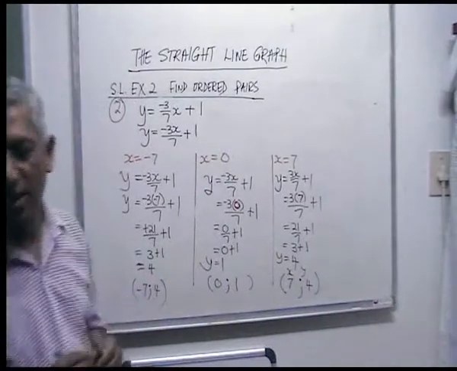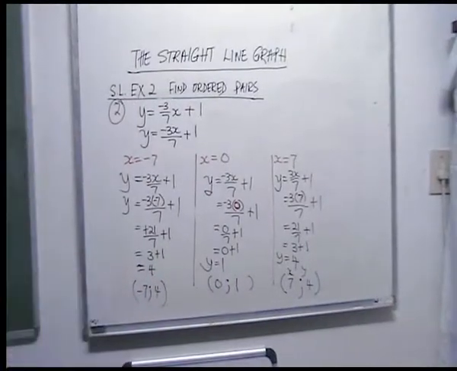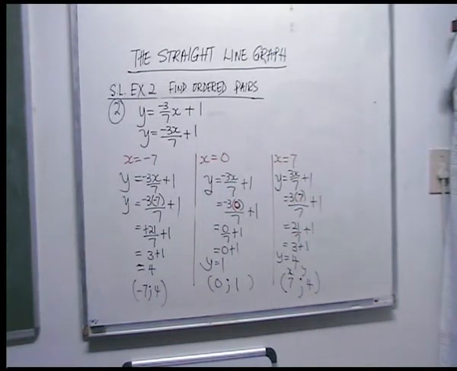So that's how you find ordered pairs. And you must be able to work it out from the easiest example to an example that contains fractions. Alright, I think we are now ready to draw graphs. So in the next lesson, we're going to start moving to draw graphs.